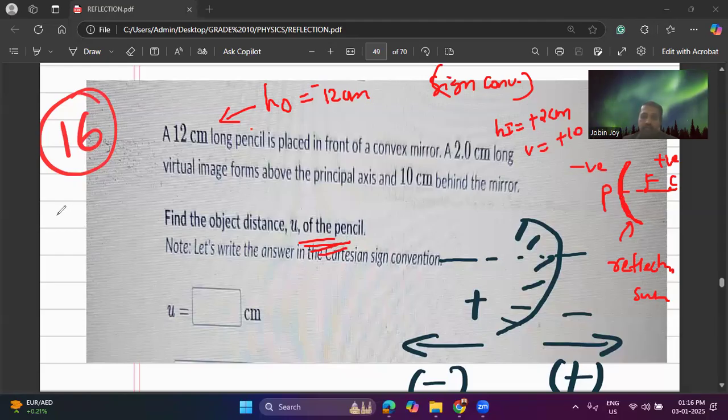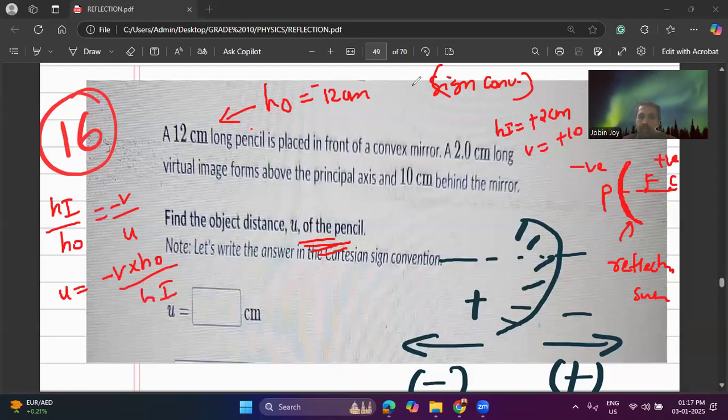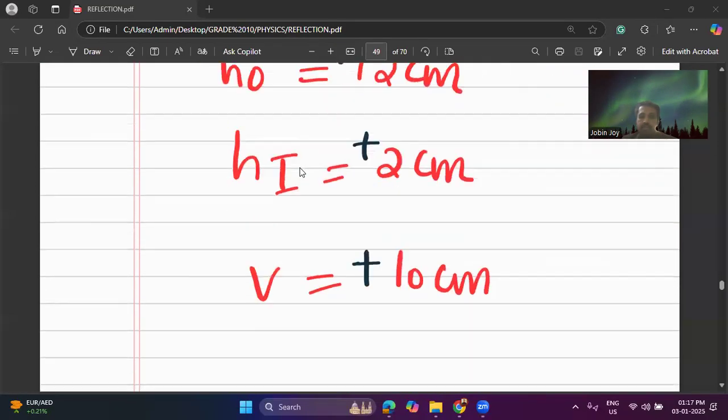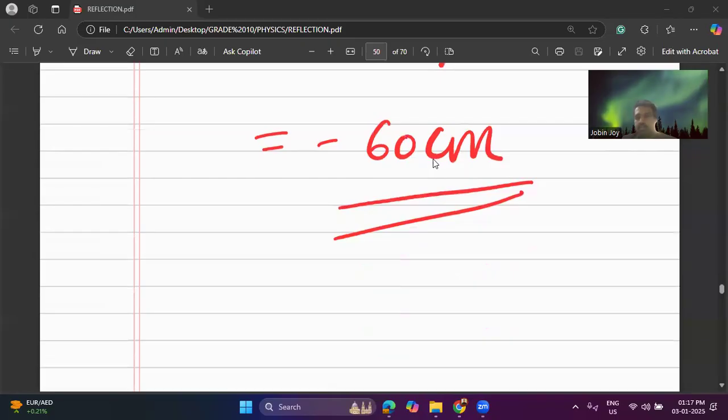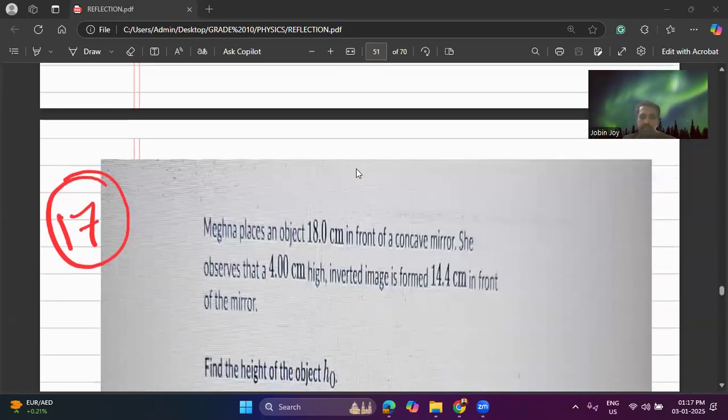Find the object distance U. Okay, you know the magnification equation. What is that? HI by HO is equal to minus V by U. Here you are calculating U, right? So U will be equal to, by cross multiplication, minus V into HO divided by HI. You know V, you know HI, you know HO. Just substitute and you will get the object distance. So the object distance will be minus 60 centimeter. This is the answer, minus 60 centimeter.